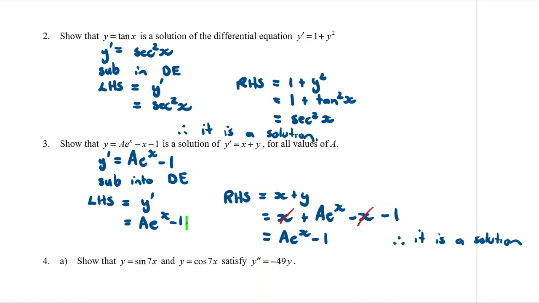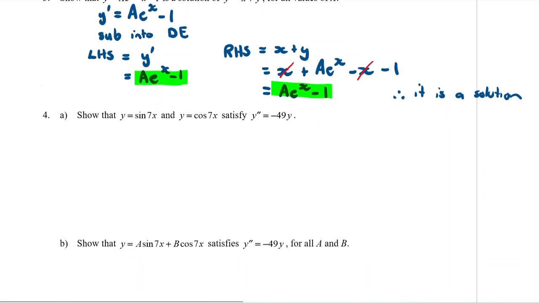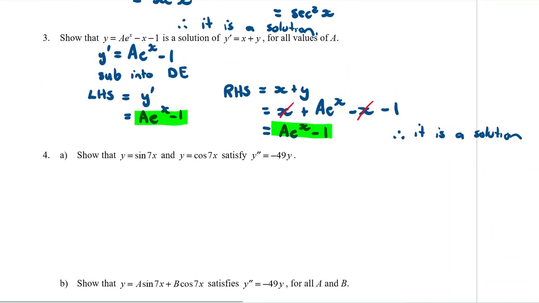So I've shown that the left-hand side equals the right-hand side. I subbed it into the y dash, subbed it into the x plus y, and got the same thing. Need more information. Why did you stop when it was derivative? Because the y dash is a derivative. When you use the derivative, the equation was y dash equals x plus y. Oh, okay. So the left-hand side, yeah?